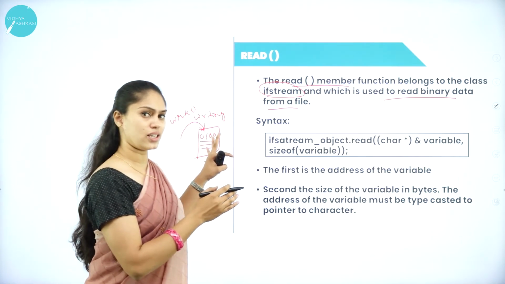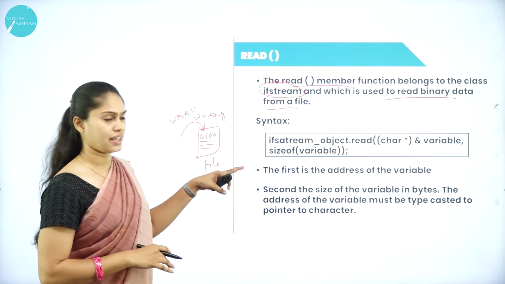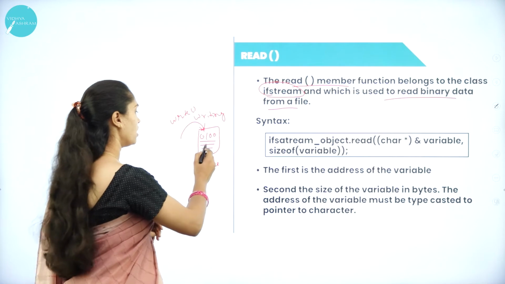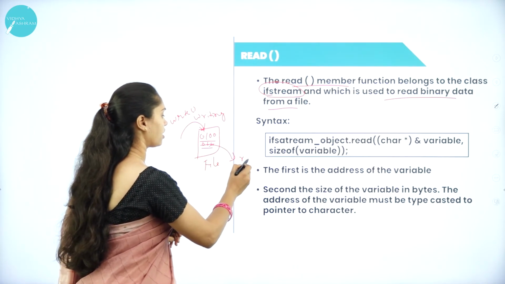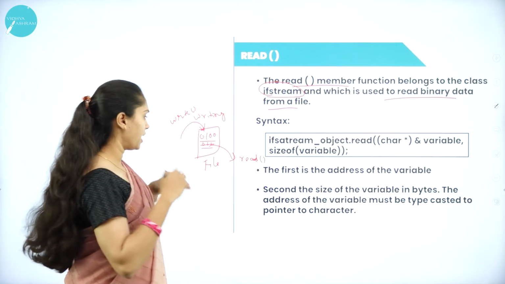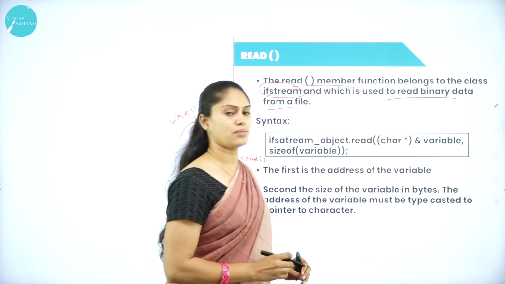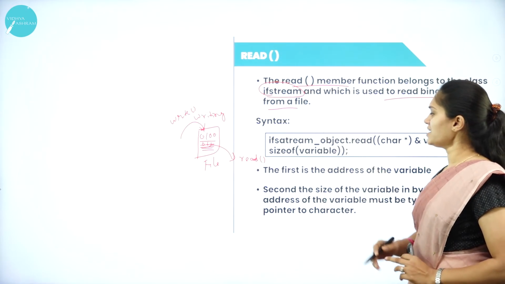Already I have some content. So what am I supposed to do now? I must read that content. I must read the binary data from the file. So here I have some data and it must be read, so I am going to call a member function called read. I am reading the binary data from a file. That is nothing but the read member function. Getting it? So what is the syntax?